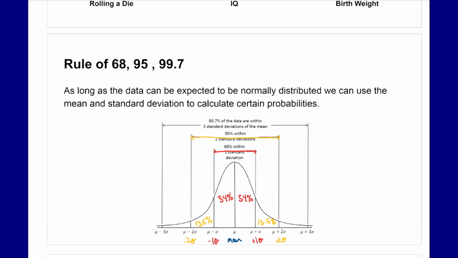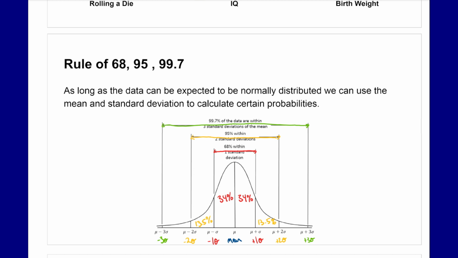If we extend even further to 3 standard deviations away, so plus 3, minus 3, so even going further, we now have 99.7% of the data between 3 standard deviations. So almost all of our data should be within 3 standard deviations of the mean.